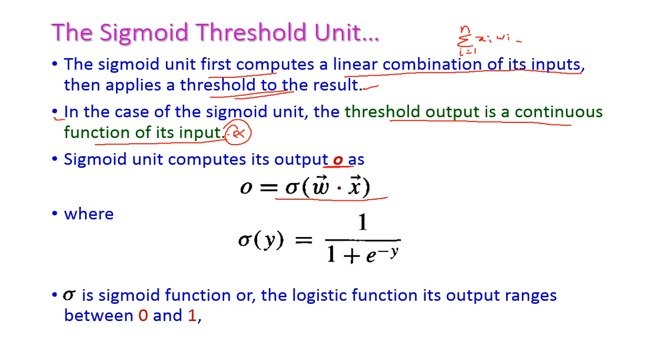Okay, we know the sigma of y is equal to 1 by 1 plus e power minus y, therefore 1 by 1 plus e power minus w vector into x vector. Here the sigma, that is the sigmoid function, which is otherwise called the logistic function, has an output that ranges between 0 and 1. So this is 0, this is 1. The output of the sigmoid function lies between 0 and 1 only.